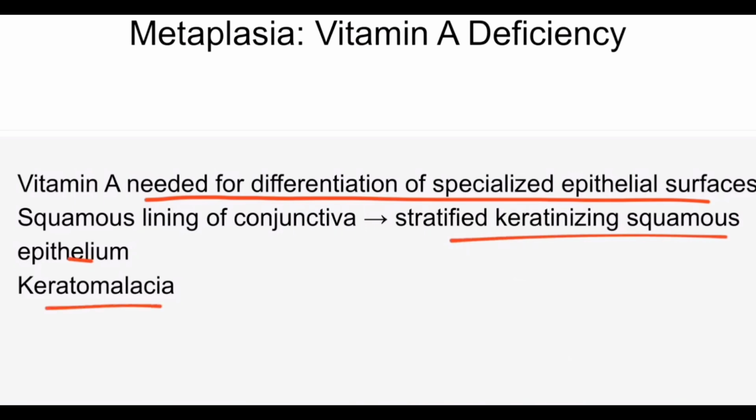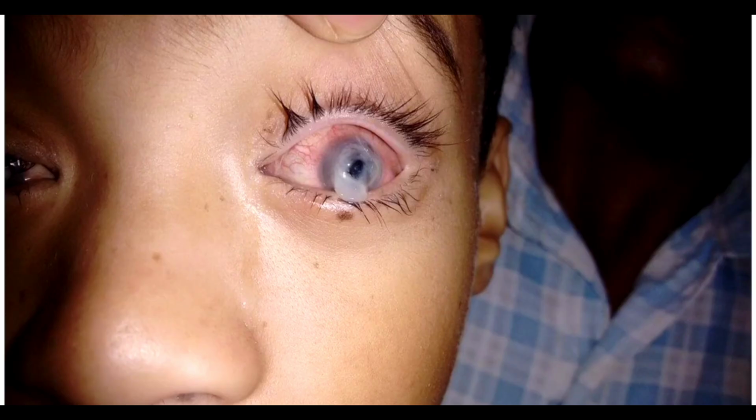Grossly, an eye with keratomalacia appears cloudy with a softened cornea. Here's an image of this. Note the cornea right here that appears softer and more gelatinous in consistency.